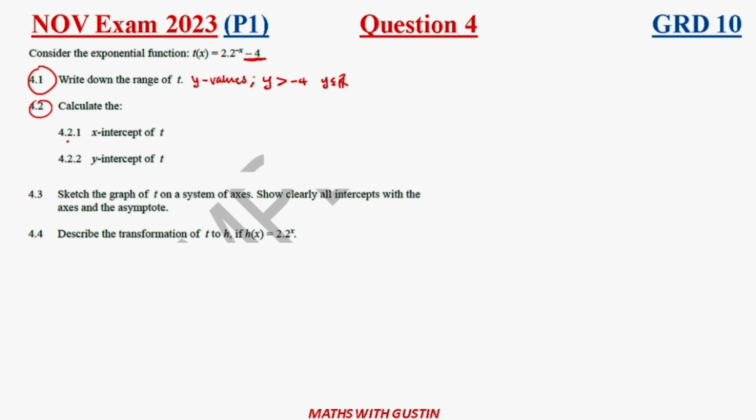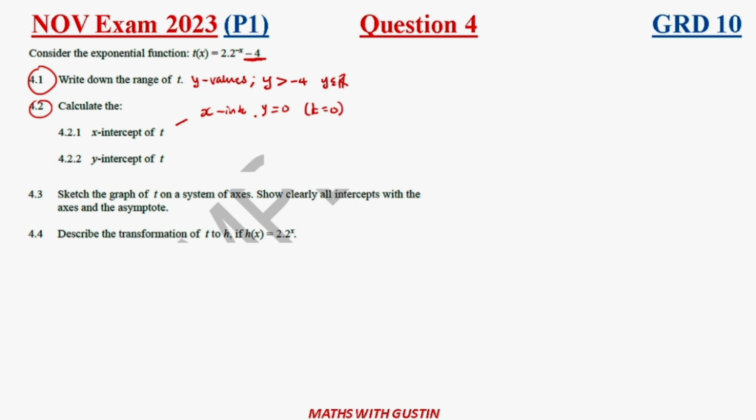4.2.1 asks, what is the x-intercept of t? Where do we get the x-intercept, guys? We get the x-intercept when y is equal to 0. But in this case, they didn't use y, guys. They used t. So you're just going to say, instead of y, when t is equal to 0.